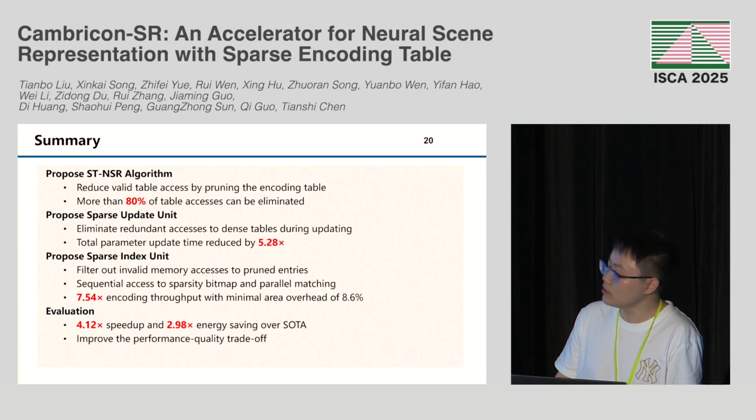According to our evaluation, Cambricon-SR can achieve about 4.12 times speed up and 2.98 times energy saving over the SOTA NSR training accelerator. Thus, Cambricon-SR can improve the performance quality trade-off.